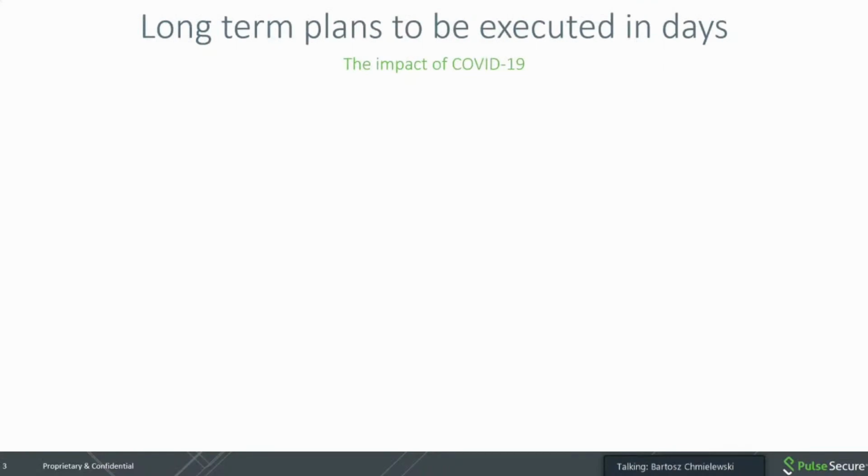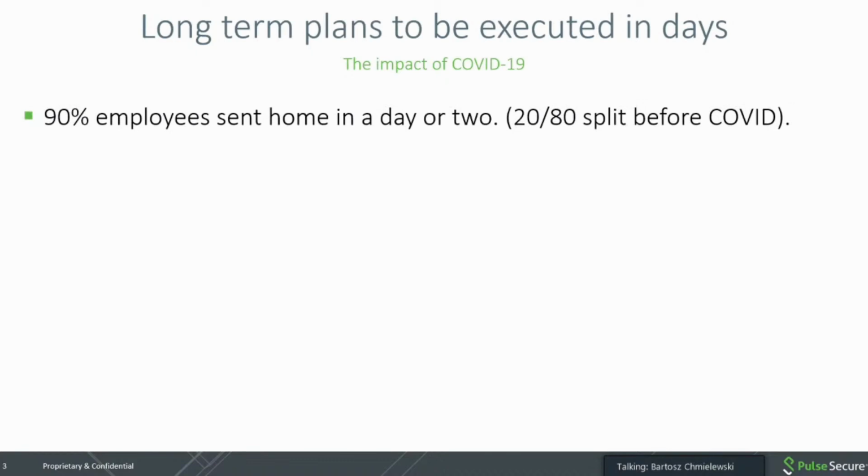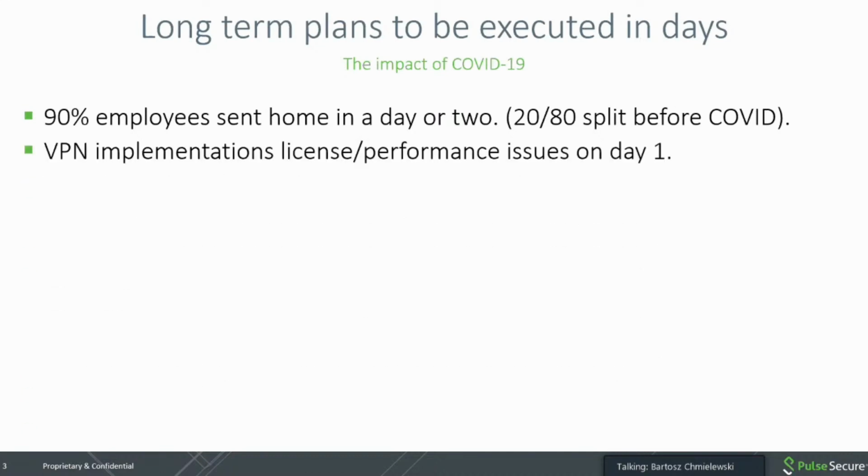So let's investigate in points what the impacts are from our perspective. Normally, especially in March, 90% of employees were sent home in a day or 2. That was the situation in Poland, in the Czech Republic, in Germany, but I'm almost sure that in Serbia it was exactly the same. Before the pandemic, it was 80 to 20. That was our estimation: 80% of employees were working from premises, from the company networks, or inside the fortress, let's say, and 20% were remote users. And this changed dramatically in a day or 2.